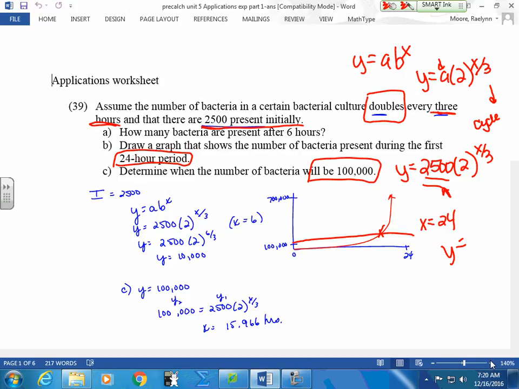Okay. So like I said, the windows are probably the hardest part. But 100,000 kind of tells you, yeah, I need that. And a 24-hour period, let me go see what X of 24, what my Y is equal to. That will help me out.